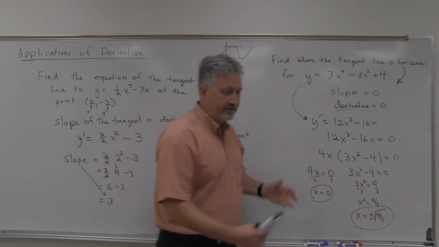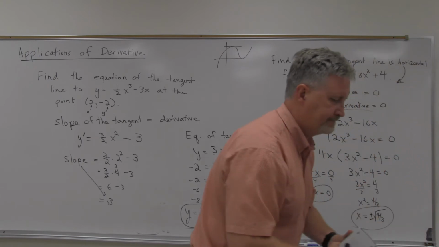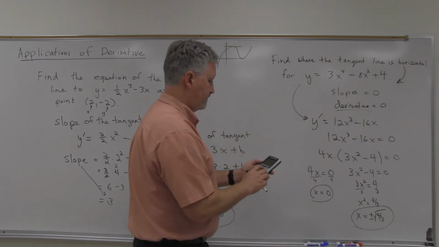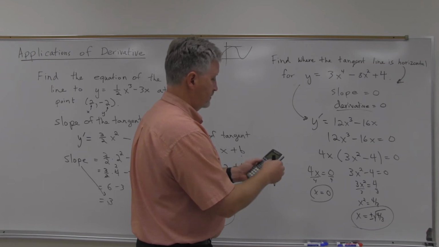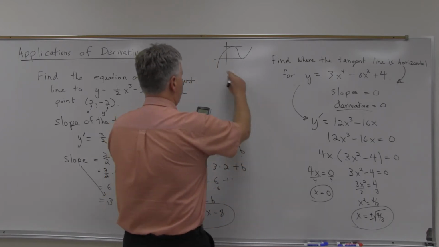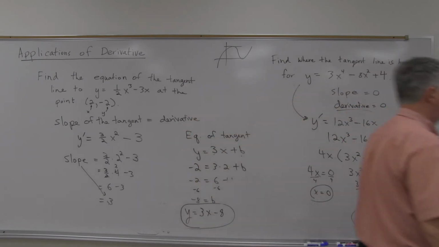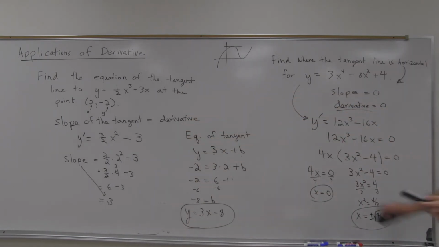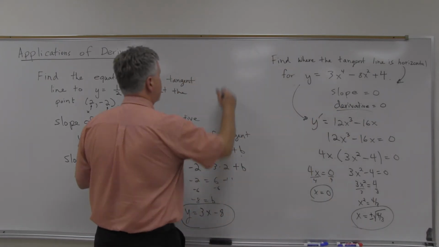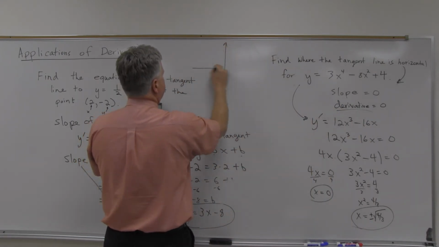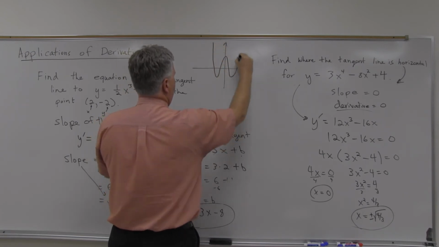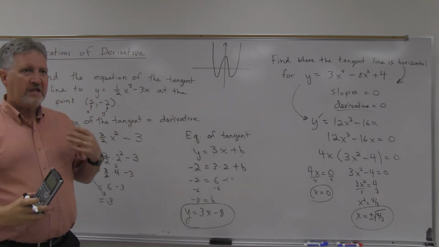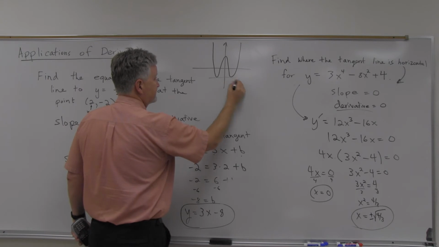If I looked at the graph here, let's do that. Graph 3x to the fourth minus 8x squared plus 4. Doesn't look quite like that. Got a W shape, I guess. So I can clearly see I've got a horizontal tangent, horizontal tangent, horizontal tangent.